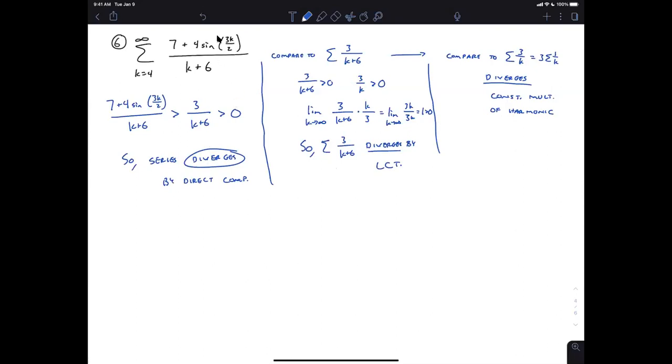But if you use limit comparison on this, it's likely the limit would not have existed. So you can't collapse this down. If this had been direct comparison and this was direct comparison, you could just kind of collapse it into one and say, okay, this is bigger than this, which is bigger than this. That wasn't true here, but had it been minus 6, then that would have been true.